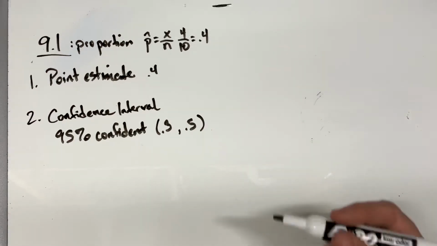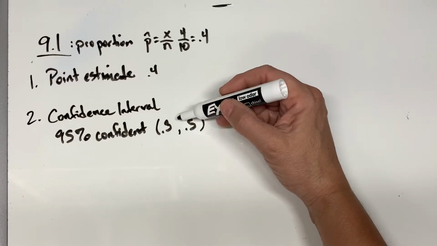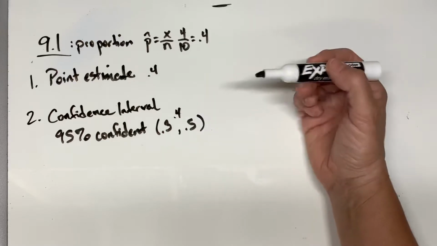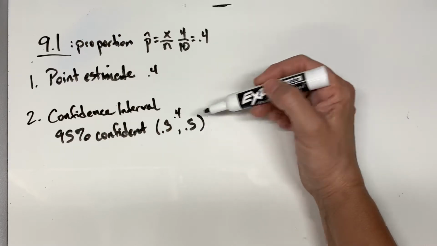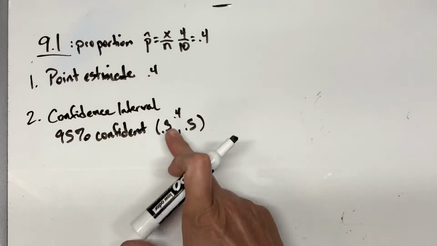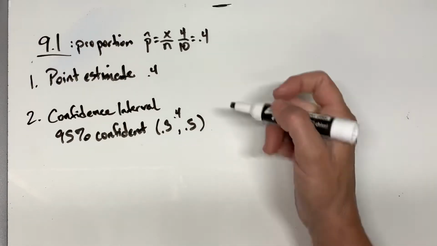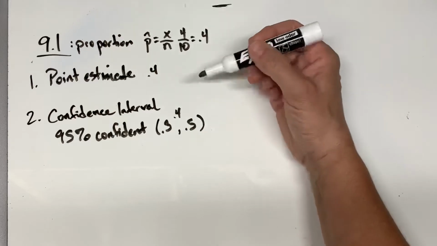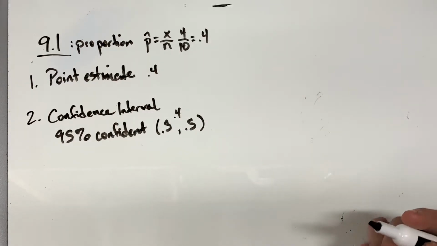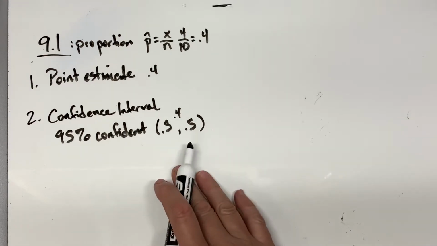If I wanted to find the margin of error, it would be the difference of 0.5 minus 0.4. So how far is it from here to here? It's 0.1, or 0.4 minus 0.3. Either way, because the 0.4 is in the center, the distance from 0.4 to 0.5 will be the same as 0.3 to 0.4. And whatever that distance is, that is our margin of error. So we constructed confidence intervals.